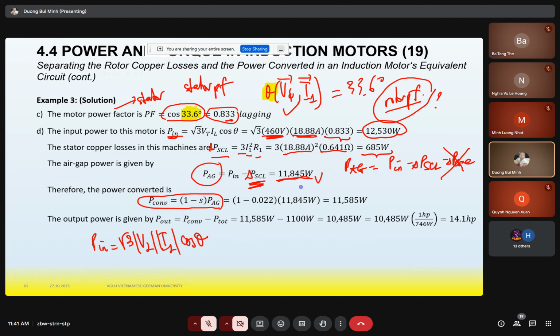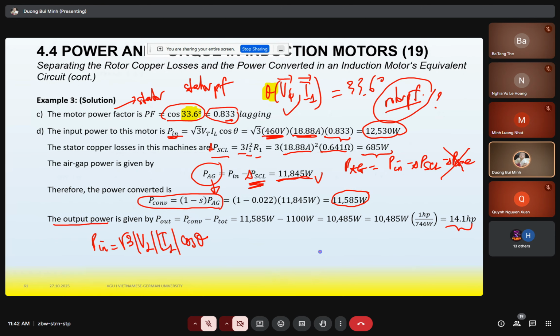Okay. So when we know air gap power, we can get converted power. So converted power is 11,585. Okay, so you can get the output power. So the output power is 14.1 HP.